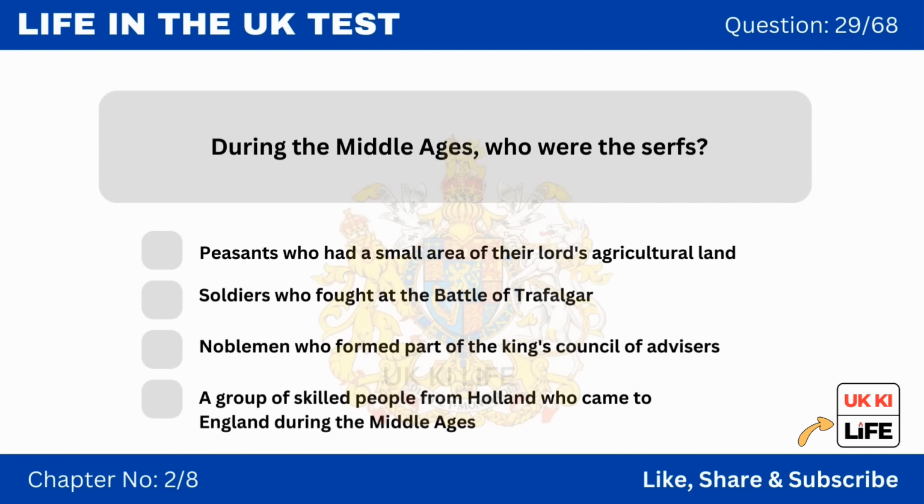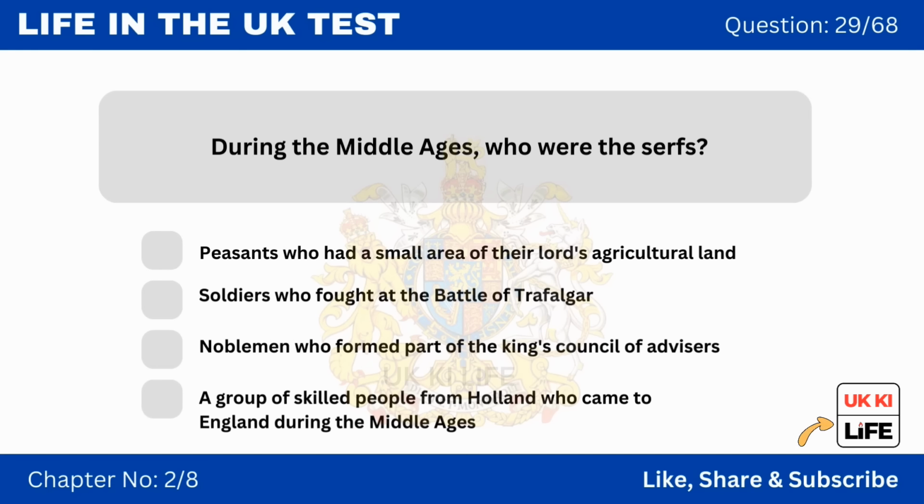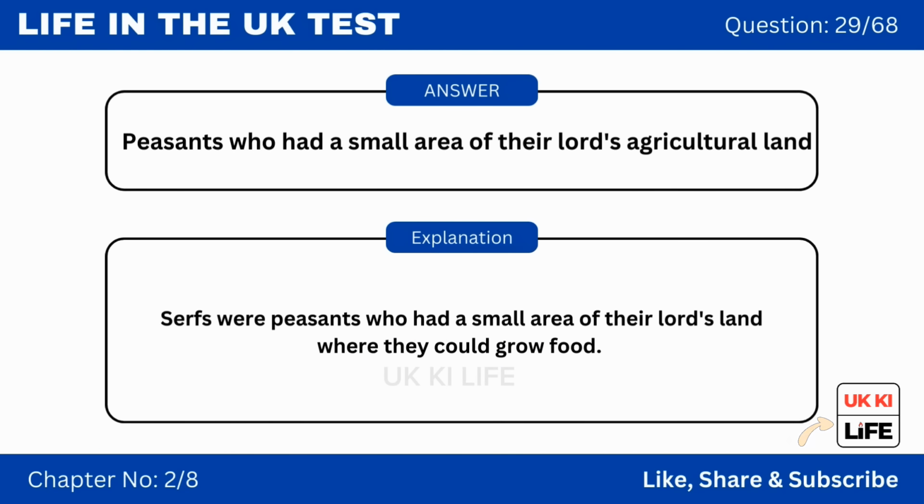Question 29. During the Middle Ages, who were the serfs? Peasants who had a small area of their lord's agricultural land. Soldiers who fought at the Battle of Trafalgar. Noblemen who formed part of the King's Council of Advisers. A group of skilled people from Holland who came to England during the Middle Ages. The correct option is A. Explanation. Serfs were peasants who had a small area of their lord's land where they could grow food.